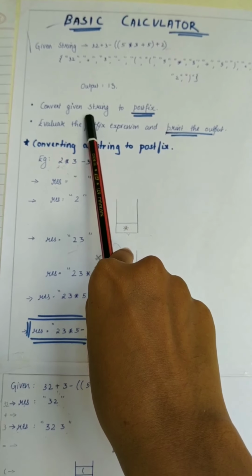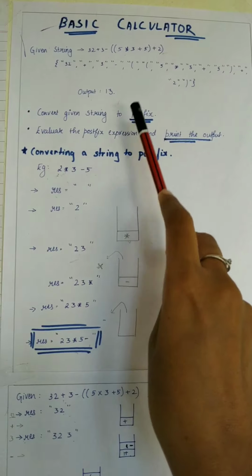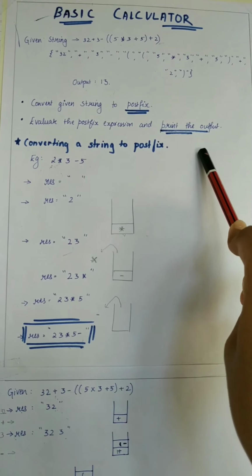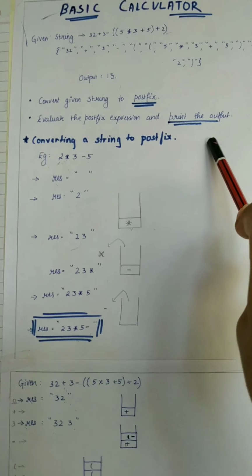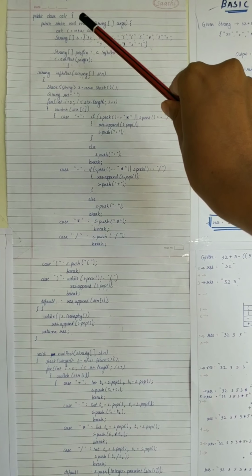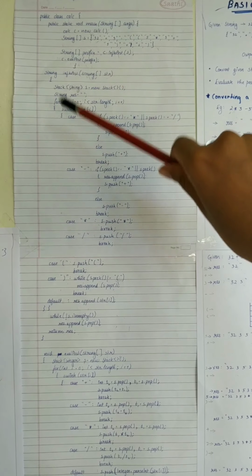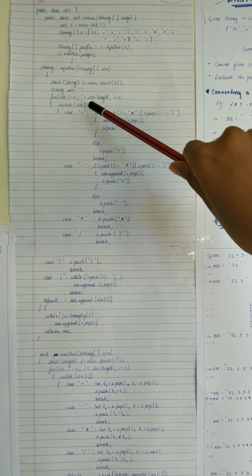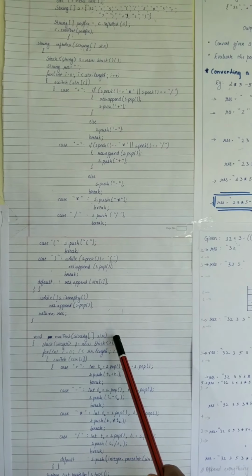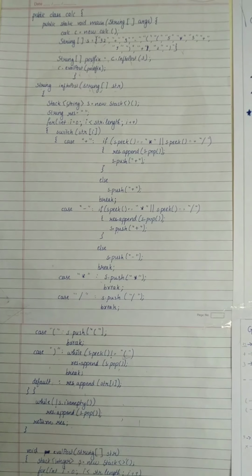First we need to convert the given string into its postfix form, and then this postfix expression is evaluated and the output is printed. So now let's look into the code first. This code consists of a class calc which consists of three functions. One of it is a main function and the next function is used to convert the infix string into its postfix form and return the postfix string. The third function is to evaluate the postfix string and to predict the output.